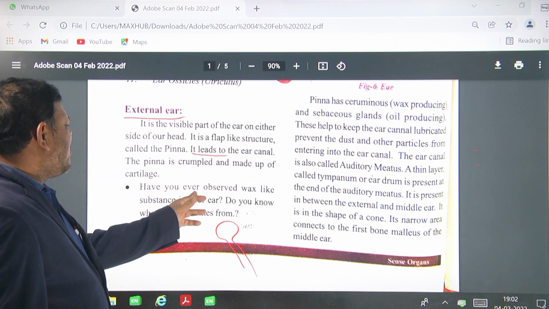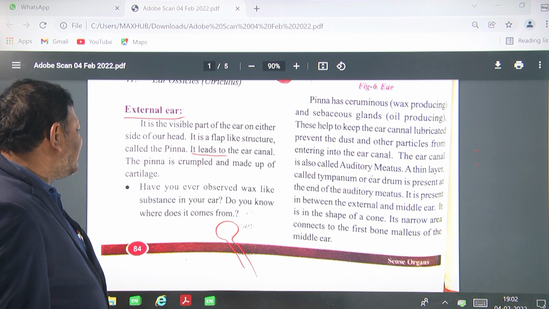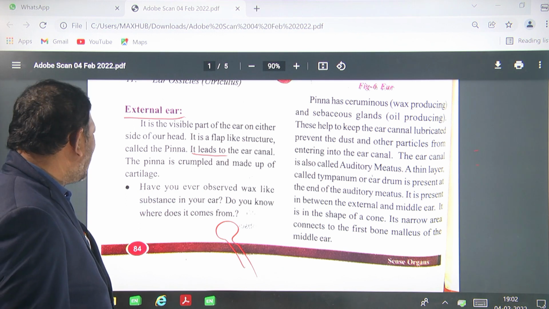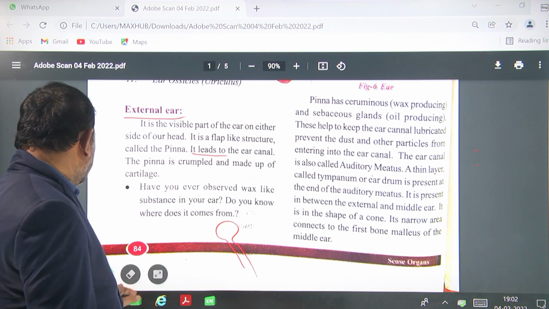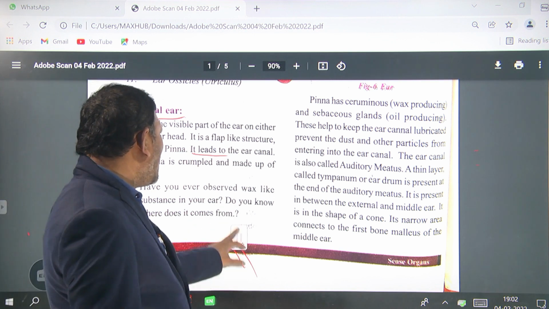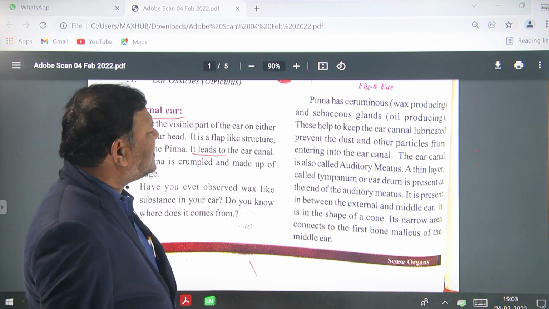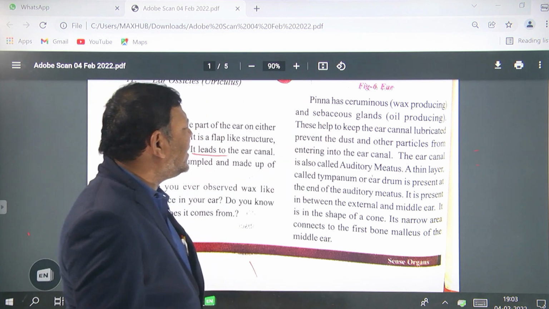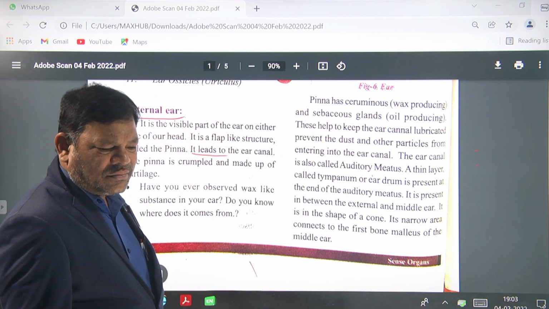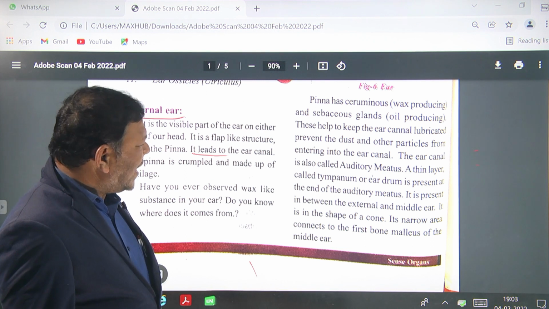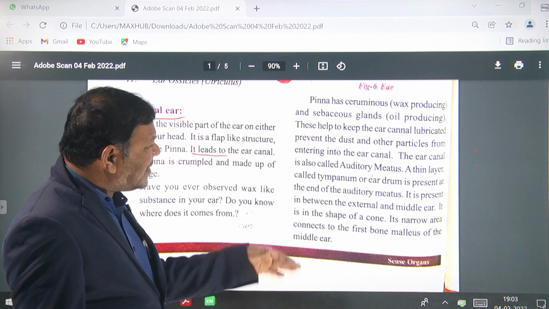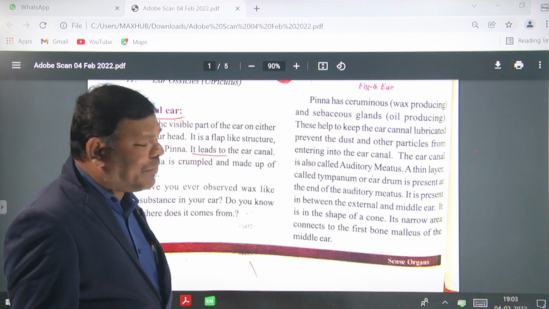Next, have you ever observed wax-like substances in your ear? Do you know where it comes from? Yes. Wax-producing and sebaceous glands are present in the pinna.